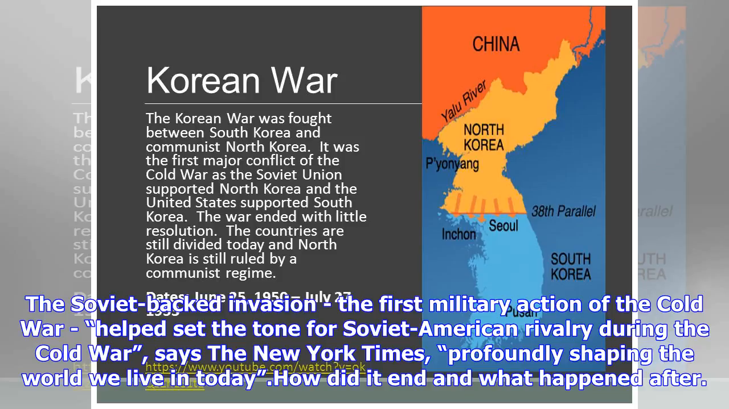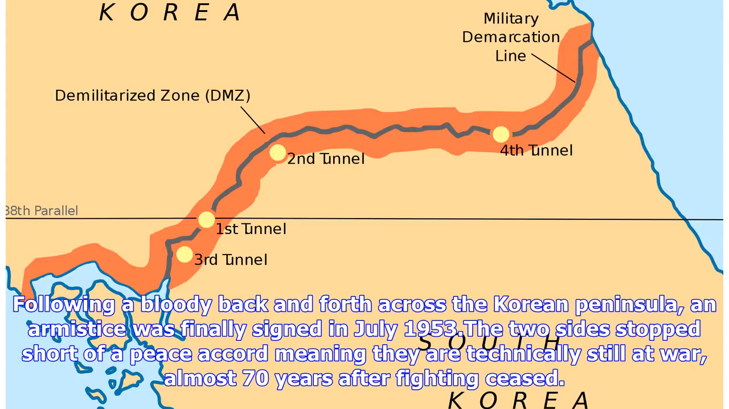How did it end and what happened after? Following a bloody back-and-forth across the Korean peninsula, an armistice was finally signed in July 1953. The two sides stopped short of a peace accord, meaning they are technically still at war, almost 70 years after fighting ceased.